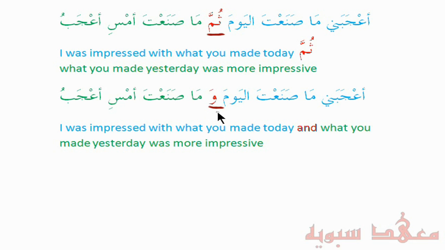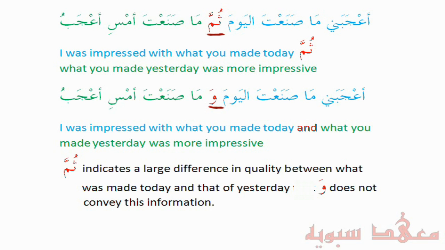Now, with the waw, it's translated as, I was impressed with what you made today, and what you made yesterday was impressive. So here it's indicating that what was made yesterday was more impressive. Thumma gives a very similar meaning. Now I say similar because there's actually one aspect of Thumma which will give it more information. And what is that information? The information is that it indicates a large difference in quality. Now, I've put here quality. It could be quality, it could be quantity.